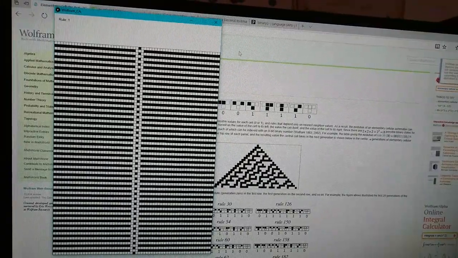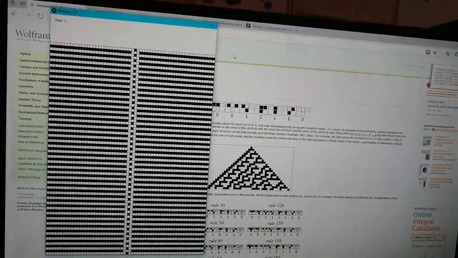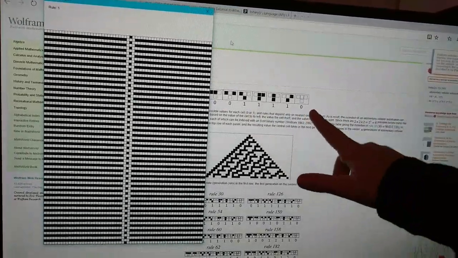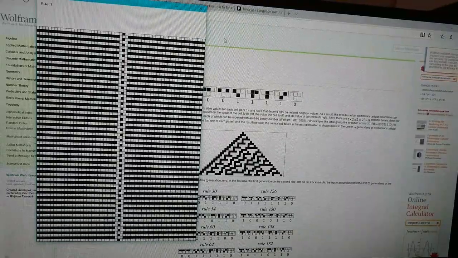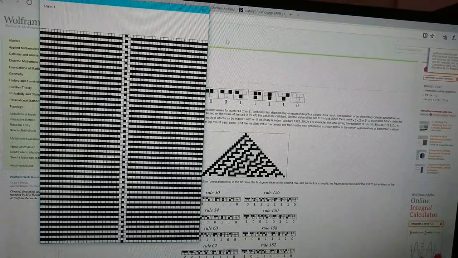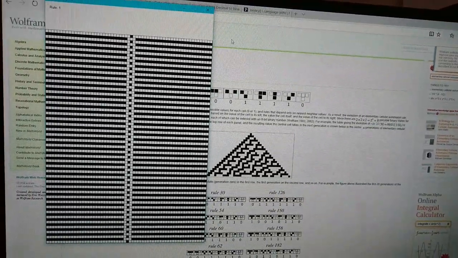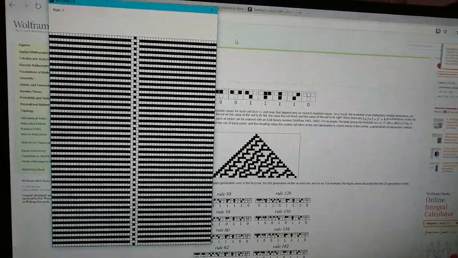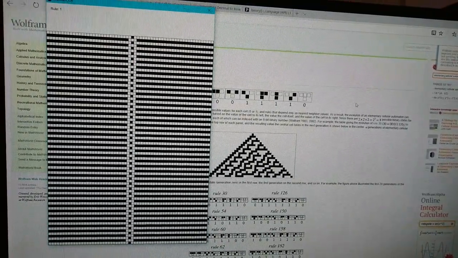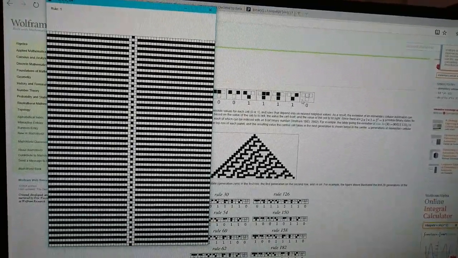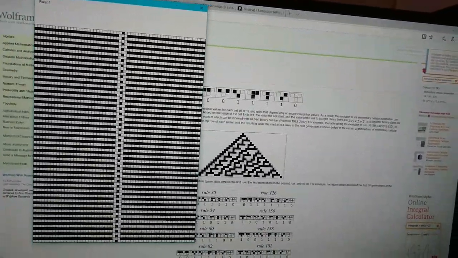So 00000001 means only this one is a 1, which means only if none of them are black, the output is black. And the output, by the way, is below. It's below the middle one, as you see right here. So you can create all sorts of beautiful patterns.